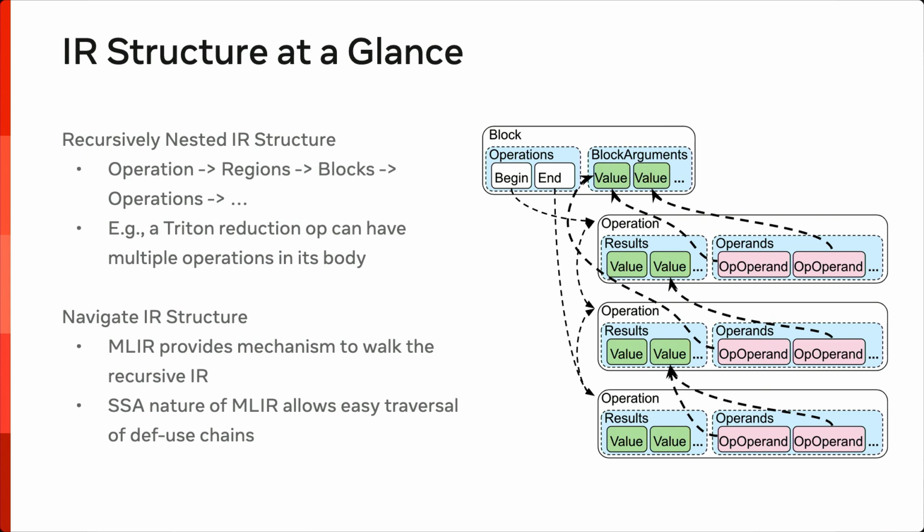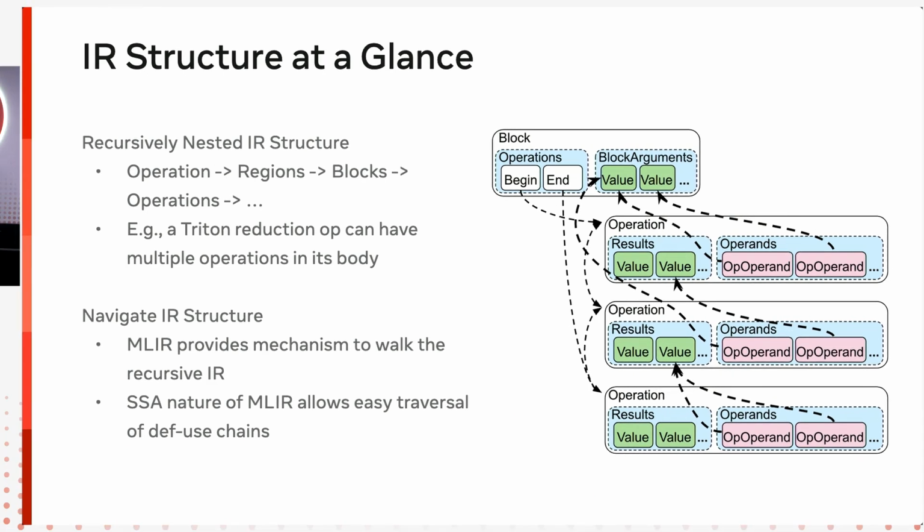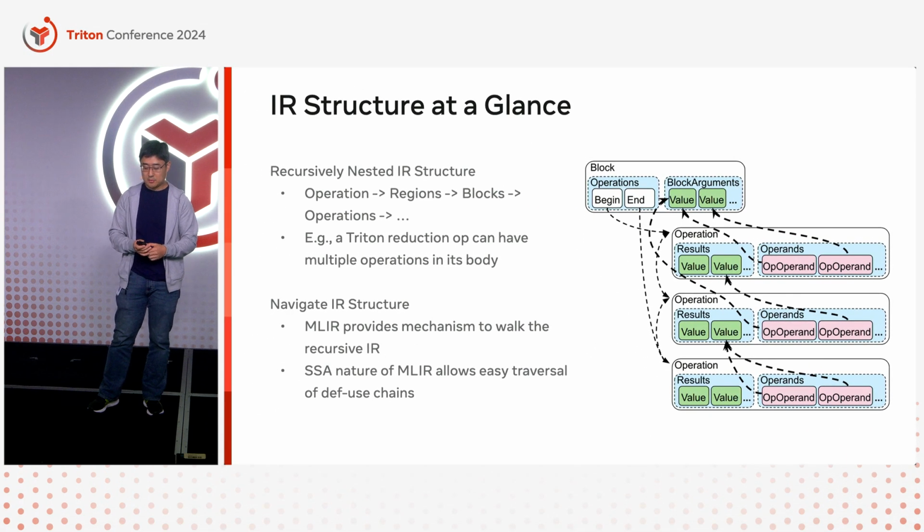There are many different ways to navigate the IR structure, in addition to just iteratively visiting each operation in program order. For one, MLIR provides a mechanism to walk the recursive IR, and this is something that we'll see later in an example. MLIR also allows users to leverage the SSA nature so that we can easily traverse the def-use chains. The figure on the right, and apologies, I realized I lost the citation, I took directly from the MLIR website, and showcases some of these aspects that I just mentioned.